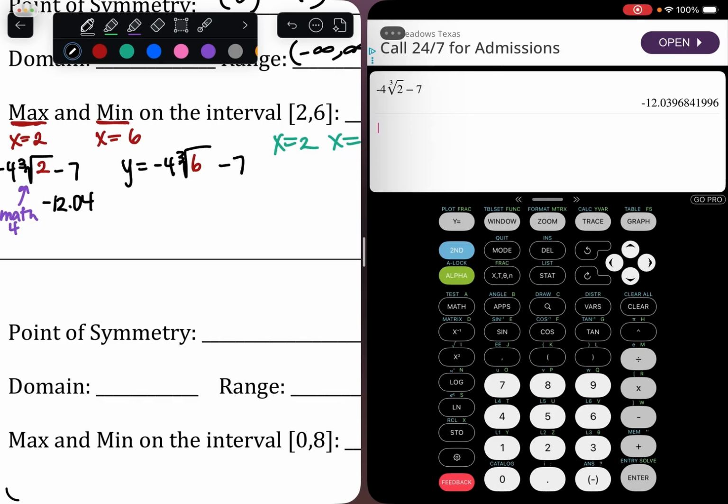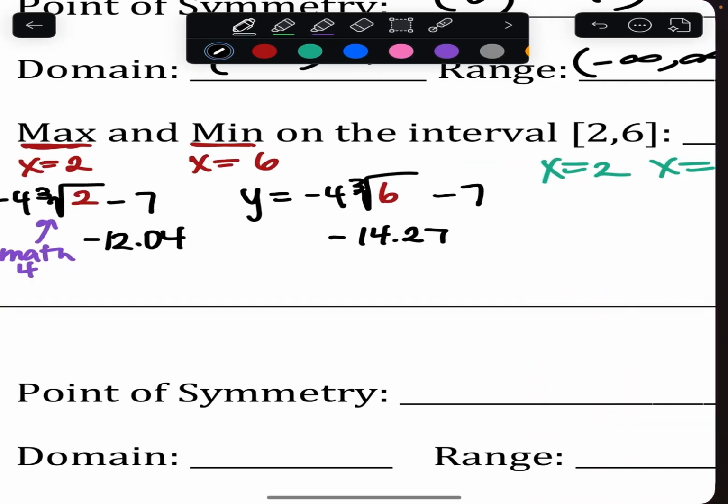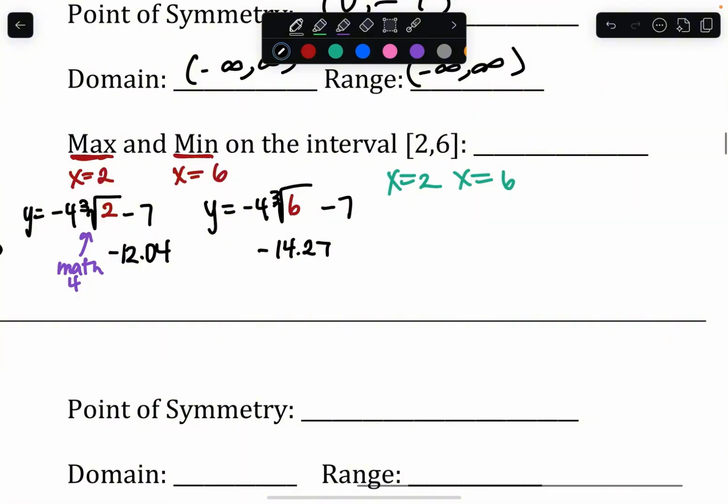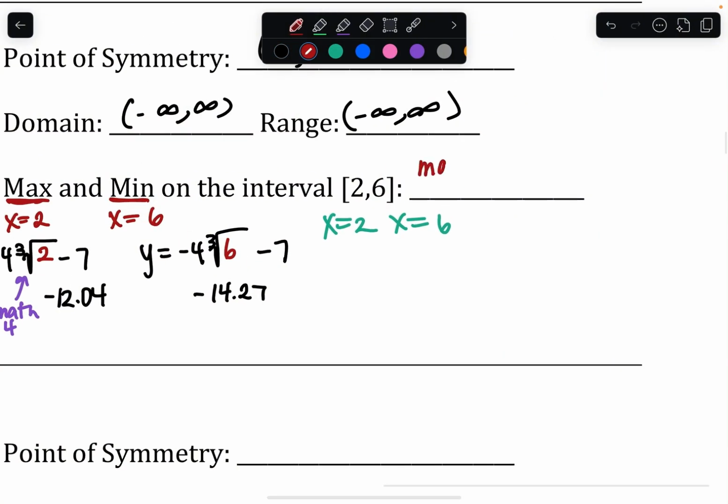And then to do the second one, negative 4, math 4, type your 6, get out of the radical, then your minus 7. So that is negative 14.27. Okay, and so clearly our maximum, negative 12, is bigger than our minimum, which is negative 14. And so always check for that. Okay, and so for the max, your answer is negative 12.04. For the minimum, negative 14.27.